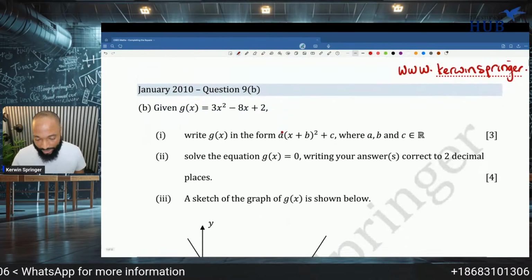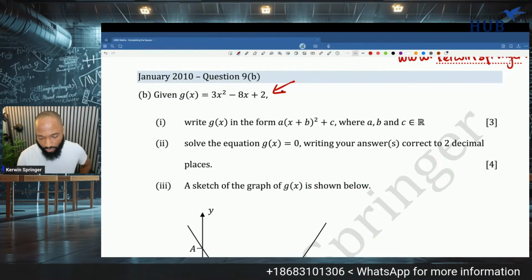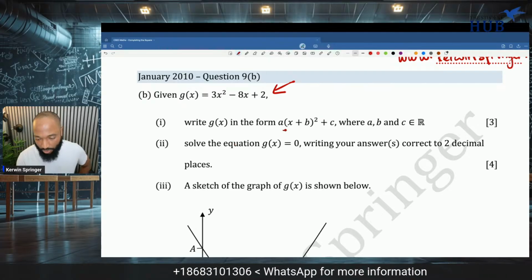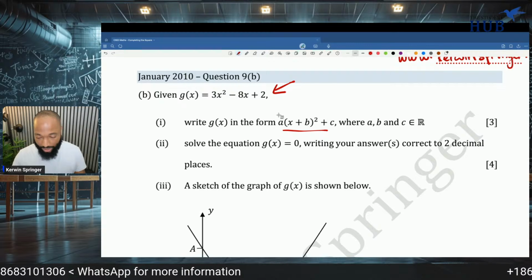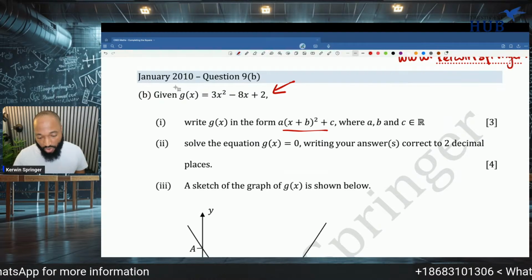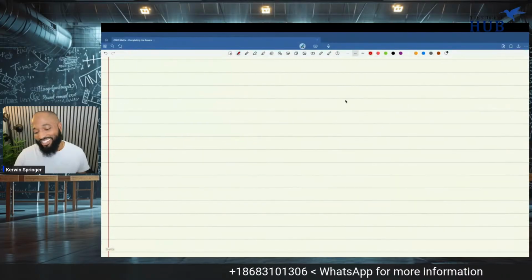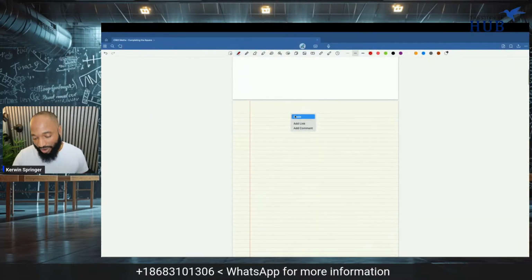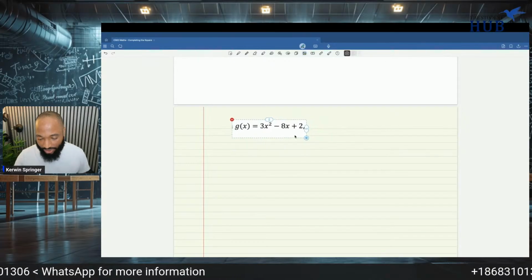So let's just jump right into it. This is a quadratic equation, and we need to write it in the form a(x + b) squared + c. For those of y'all who know, that is called completing the square. We call that completing the square where I come from. We need to write it in the vertex form.